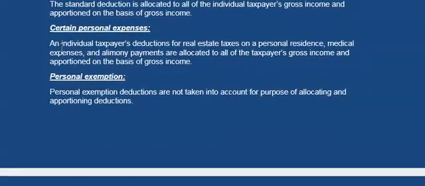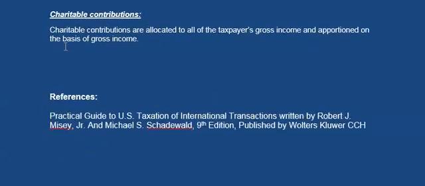Certain personal expenses. An individual taxpayer's deductions for real estate taxes on a personal residence, medical expenses, and alimony payments are allocated to all the taxpayer's gross income and apportioned on the basis of gross income. Personal exemption. Personal exemption deductions are not taken into account for purposes of allocating and apportioning deductions. Charitable contributions. Charitable contributions are allocated to all the taxpayer's gross income and apportioned on the basis of gross income.